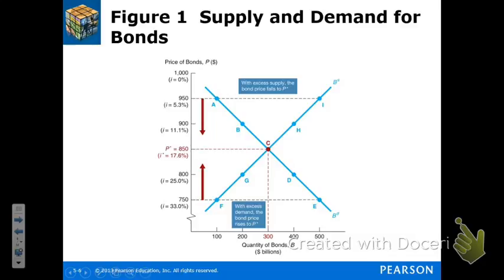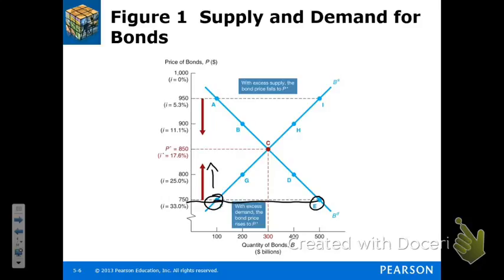Let's say the market price is like 750. What we have found is that when the market price is below the equilibrium price, the demand is higher than the supply, which means that there are more people willing to buy these bonds than are supplied. If that happens, we are going to see an upward pressure on price.